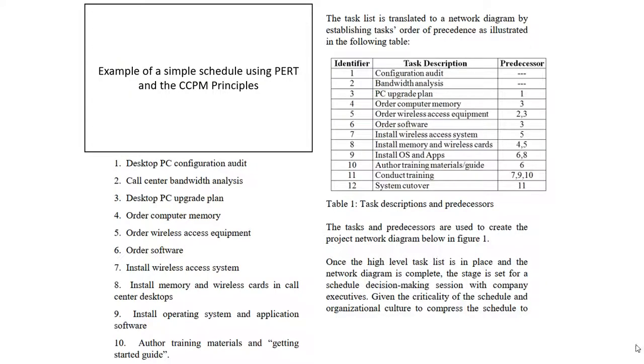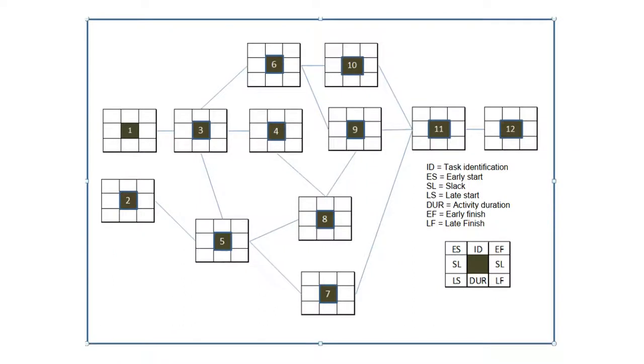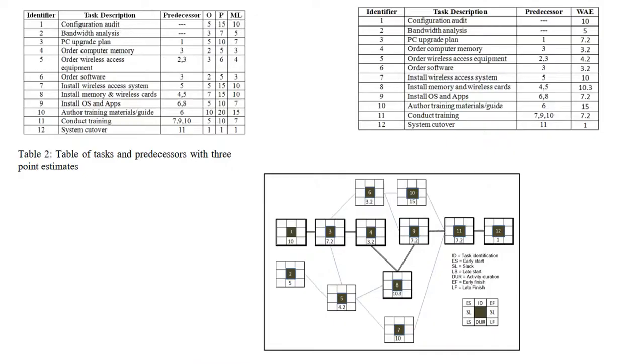Here's a case in this paper that shows a simple computer installation schedule with only 12 activities. You have your activities, your activity identifiers, your predecessors. That makes sense. Once you have your activities and predecessors, you can create a network diagram. Okay, this doesn't have durations. This just has the activities and predecessors in place. Okay, I think we're all familiar with this.